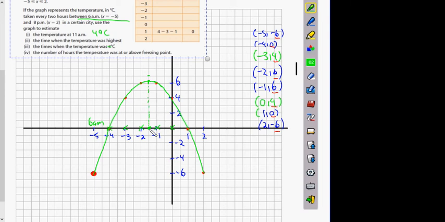Now, the time when the temperature was highest? Down here, isn't it? 6 o'clock, 7 o'clock, 8 o'clock, 9 o'clock. In between 9 and 10 o'clock? Half 9.